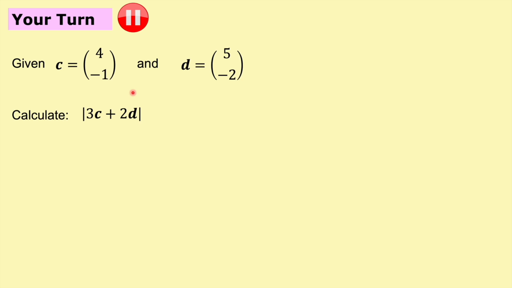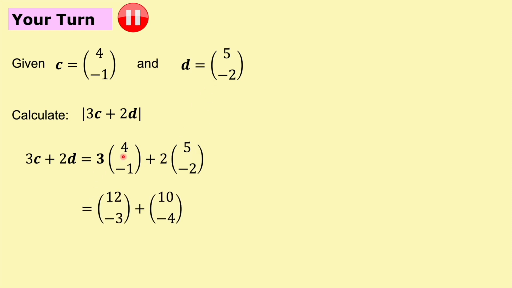Okay, so when we're doing these questions, you need to calculate 3C add 2D first. So 3C add 2D equals 3 times our vector C, add 2 times vector D. So 3 times 4 is 12, 3 times -1 is -3, 2 times 5 is 10, 2 times -2 is -4, and then we can add them together. So 12 add 10 is 22, negative 3 add negative 4 is negative 7.